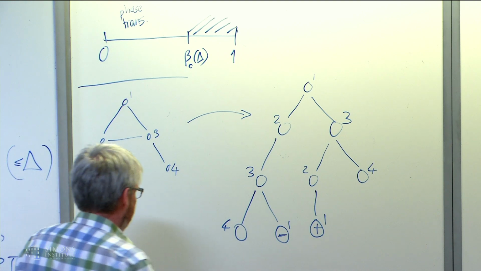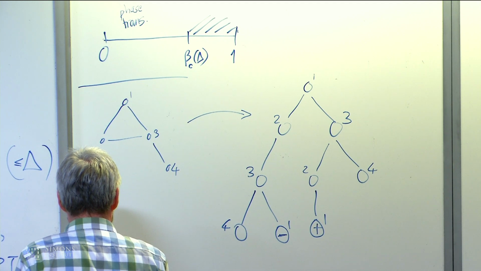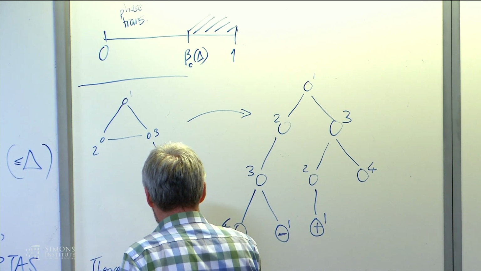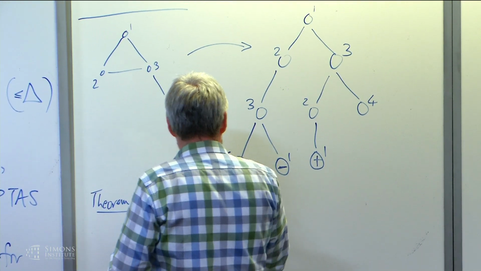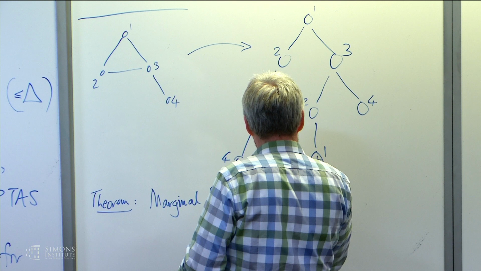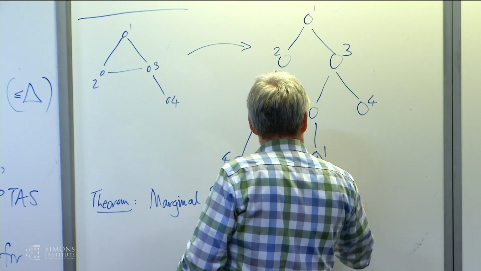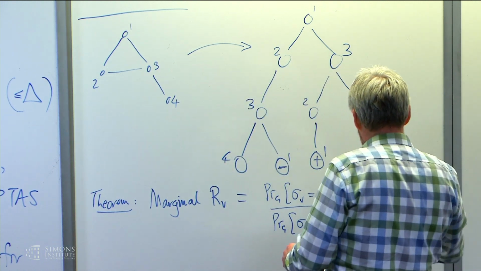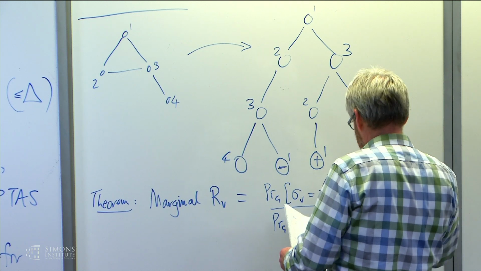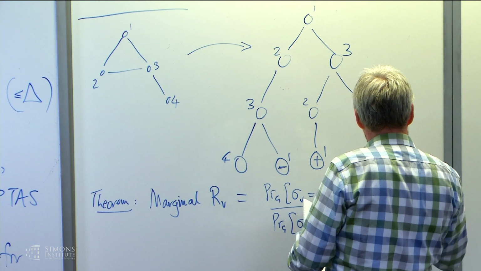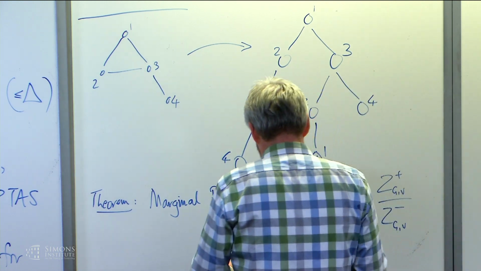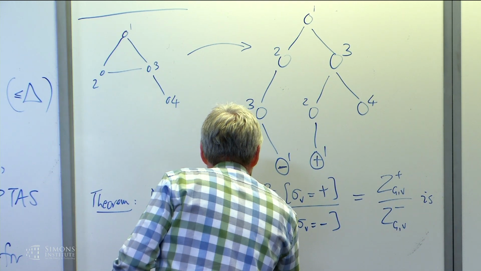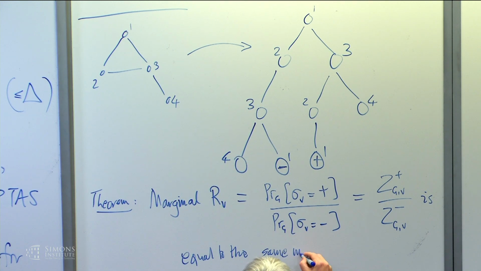Okay. So now, the remarkable theorem is that the marginal R_v, which is the probability in G that sigma_v is plus, is exactly equal to the same marginal in the tree.